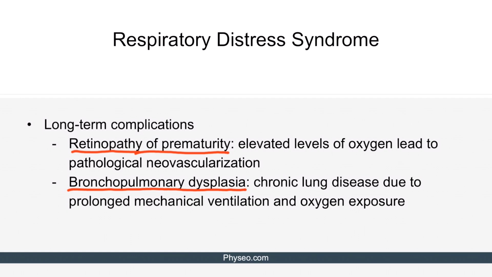Retinopathy of prematurity occurs secondary to exposure to elevated levels of oxygen. This increased oxygen can lead to pathological neovascularization. This neovascularization can cause severe visual impairment that continues into childhood. Bronchopulmonary dysplasia is a chronic lung disease that occurs secondary to prolonged mechanical ventilation and oxygen exposure. This typically presents as a persistence of symptoms that are similar to respiratory distress syndrome.